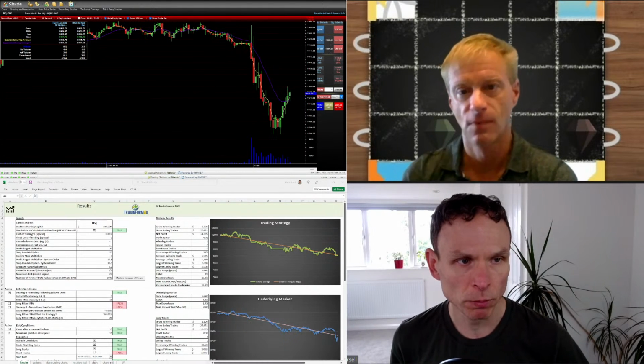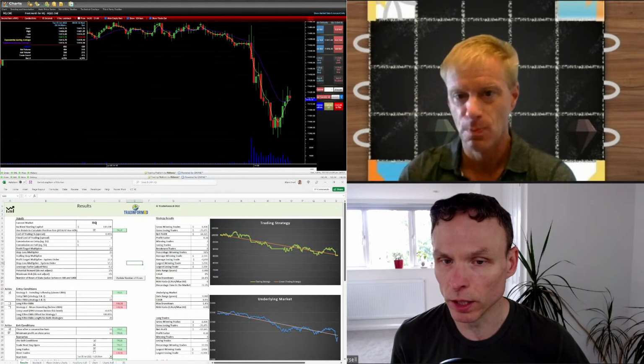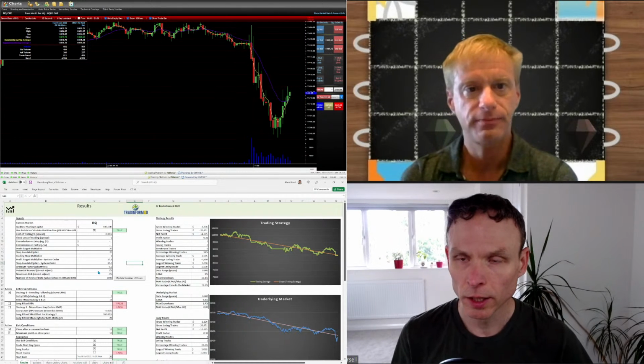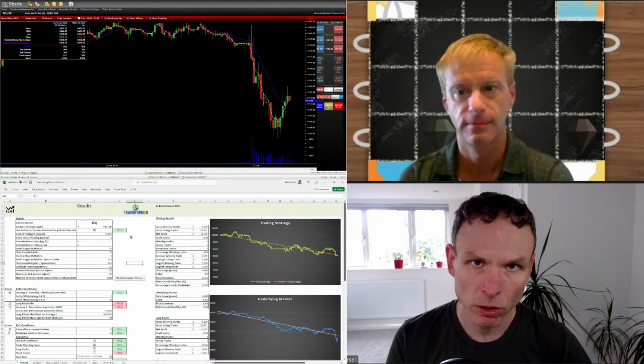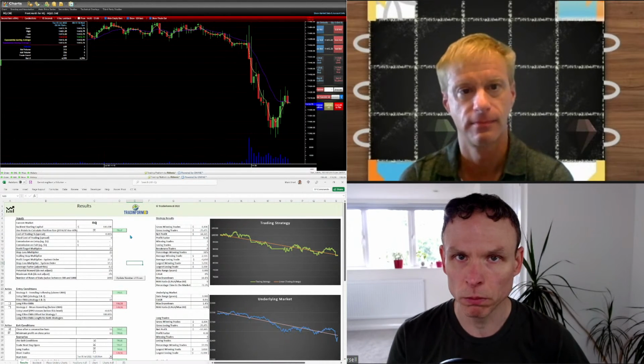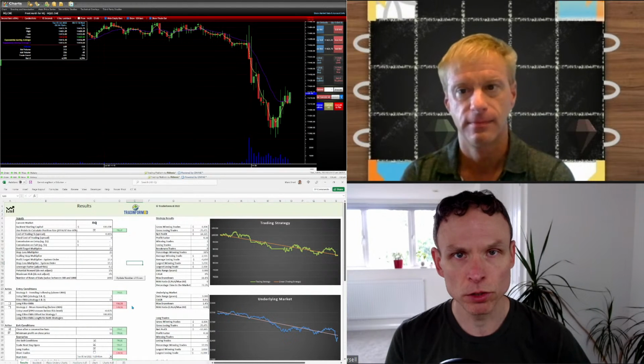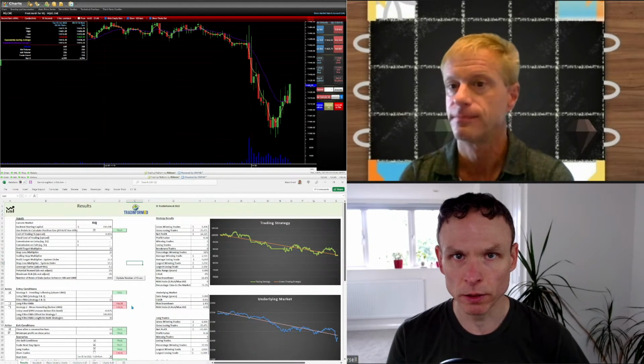Bottom left-hand corner, you can see the trading model. This is an Excel model that you can use to backtest your trading strategies, develop them, optimize them, and then to trade them live as we are demonstrating today.